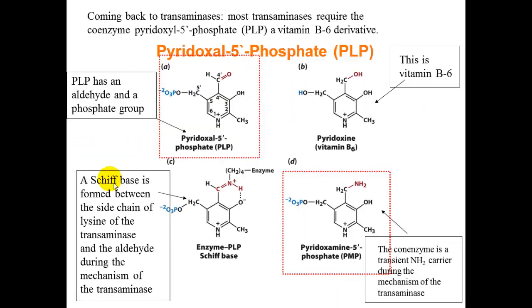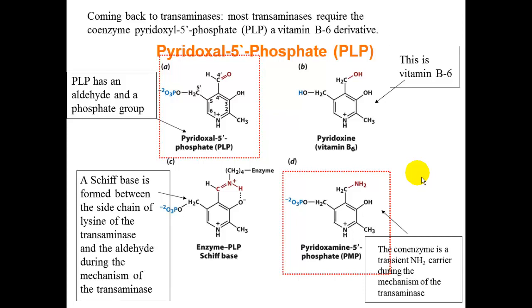Let's talk briefly about pyridoxal 5-phosphate. This is an important cofactor in transaminases. This is the form shown here in part A that actually converts the alpha amino acid to its corresponding alpha keto acid. And the boxed form in part D is the amidated form of the enzyme, and that form actually converts the alpha keto acid to its corresponding alpha amino acid.